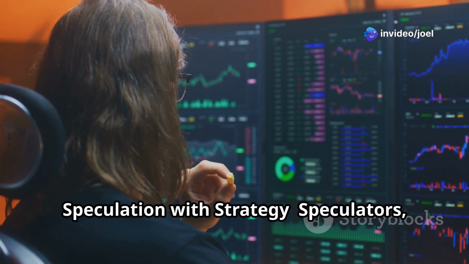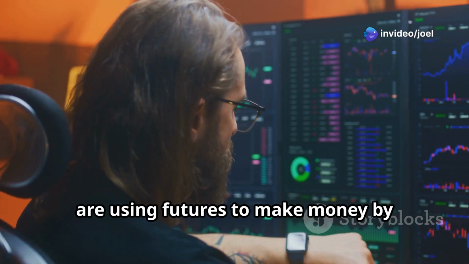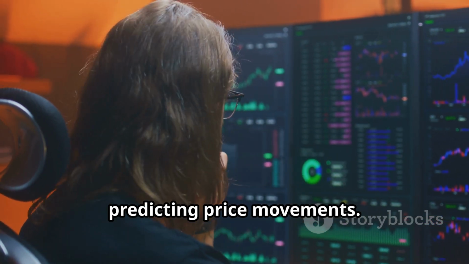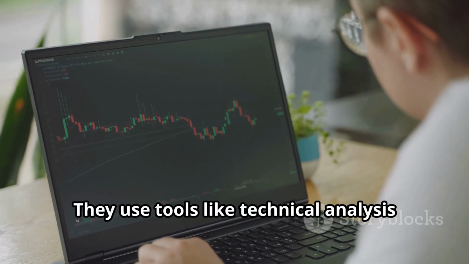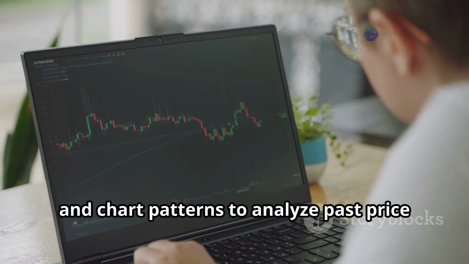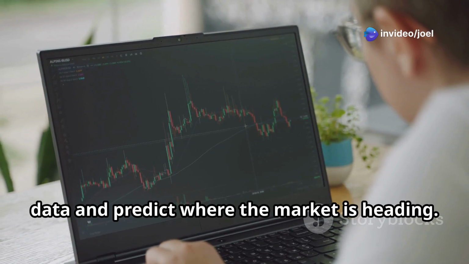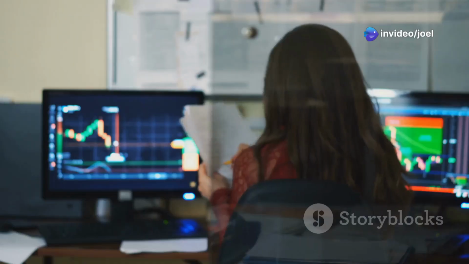Speculation with strategy. Speculators, on the other hand, are using futures to make money by predicting price movements. But here's the thing, they're not just guessing. They use tools like technical analysis and chart patterns to analyze past price data and predict where the market is heading.